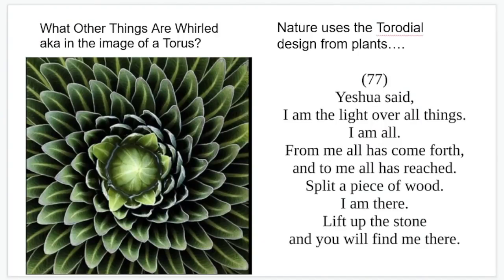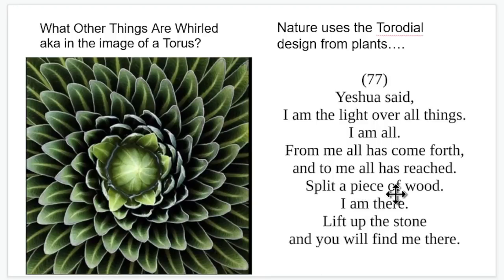You see, the more you can see, the more you can also understand. Yahushua said, "I am the light over all things. I am all. For me, all has come forth, and to me, all has reached. Split a piece of wood, I am there. Lift up the stone, and you will find me there." And this is what I'm teaching you, is to be able to see the image of God, to see everything. Here it is again, of course, in a toroidal form.